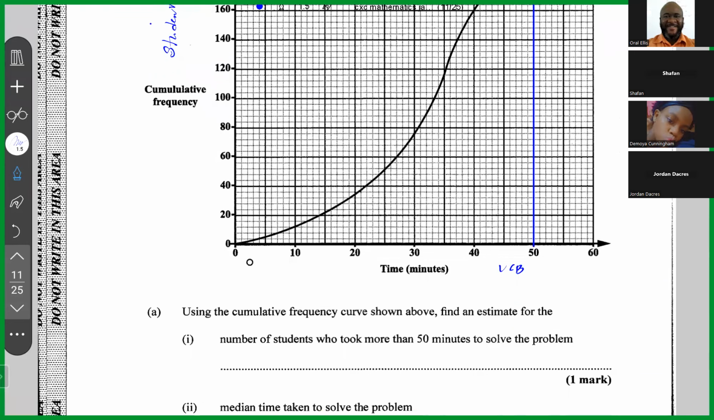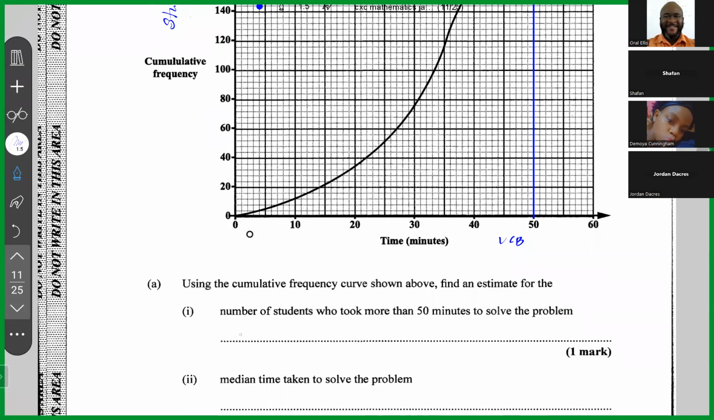So since I want those who took more, I need to know how many persons are above him. The answer is 200 minus 196. The answer is 4 students. How many students took more than 50 minutes to complete the problem? The answer is 4.